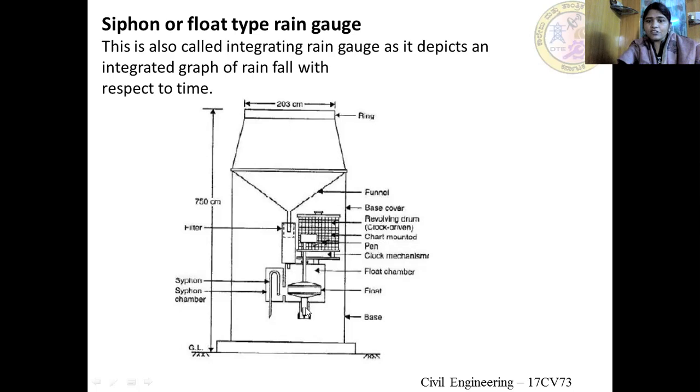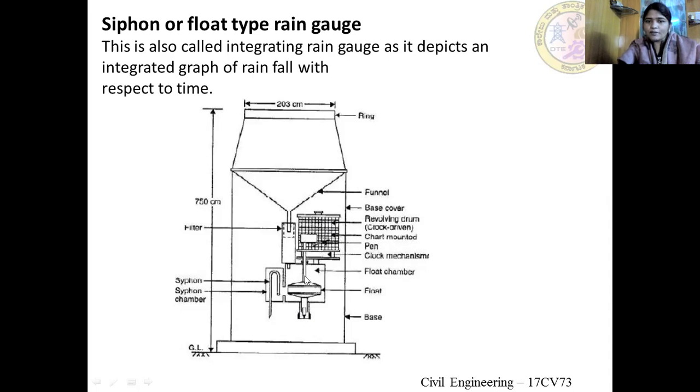This collecting chamber has a float here. It also has a siphon here. This is called a float chamber, and this is called a siphonic chamber. As the water enters the float chamber, this float starts rising. As it rises, it is attached to a pen, and this is the mechanism, a revolving drum, as we say. A chart is mounted there, a pen is there. It's a clock mechanism. As the water gets discharged into the float chamber, this starts rising up, the pen starts moving, and it starts recording.